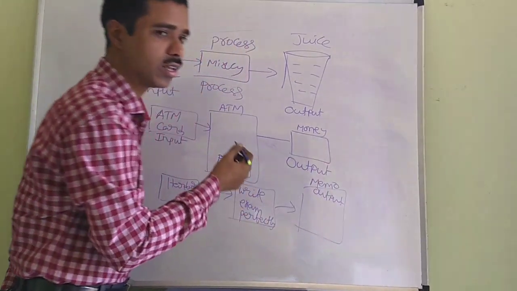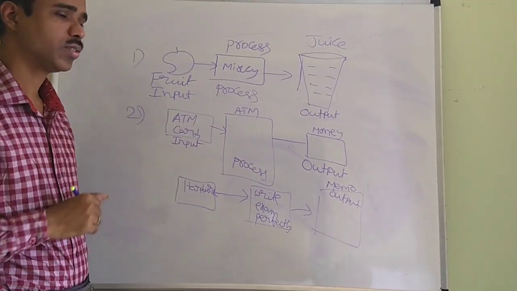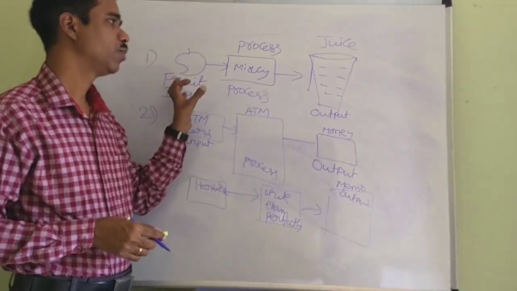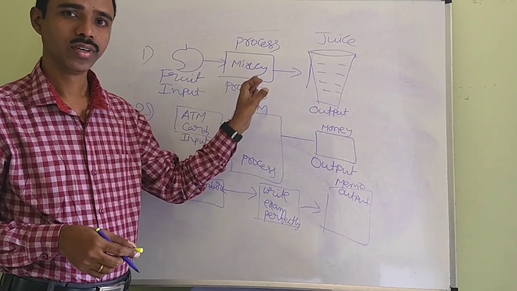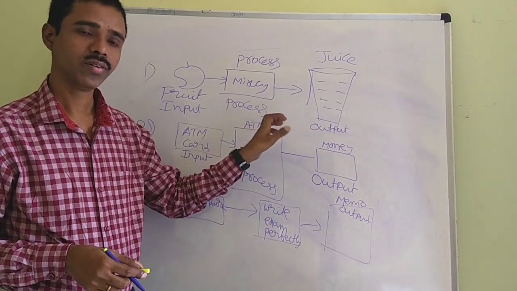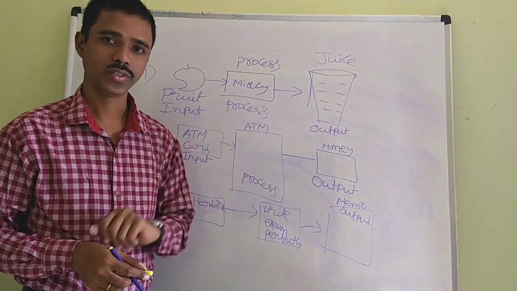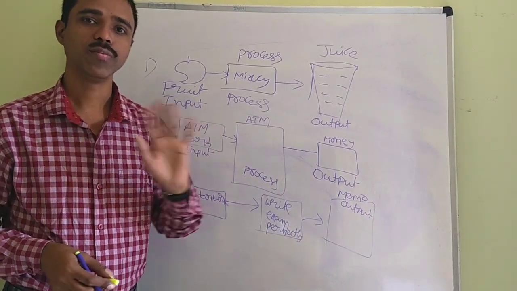See, I explained three real-time scenarios. In all the scenarios, what is the common activity? Some input is given to some system or device. Finally, the device is doing some process. Finally, it is going to generate the output. The same thing will be applied to the computer also.